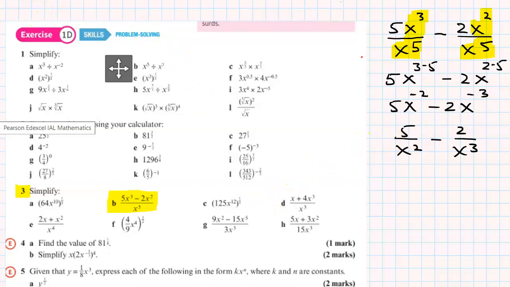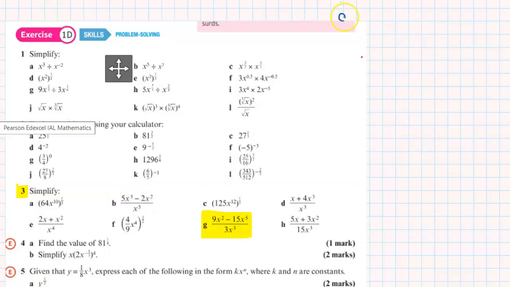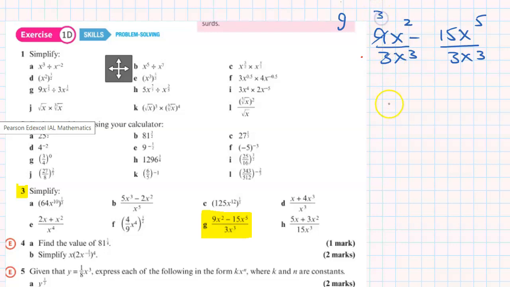Let's do part G. So we are doing question number 3, part G. This is 9x square minus 15x to the power 5, and the denominator is 3x cube. So I can write the denominator 3x cube and 3x cube. This I can cancel. 3 times 3 is 9, so this is 3. x to the power 2. This is divided, so I can write minus 3.